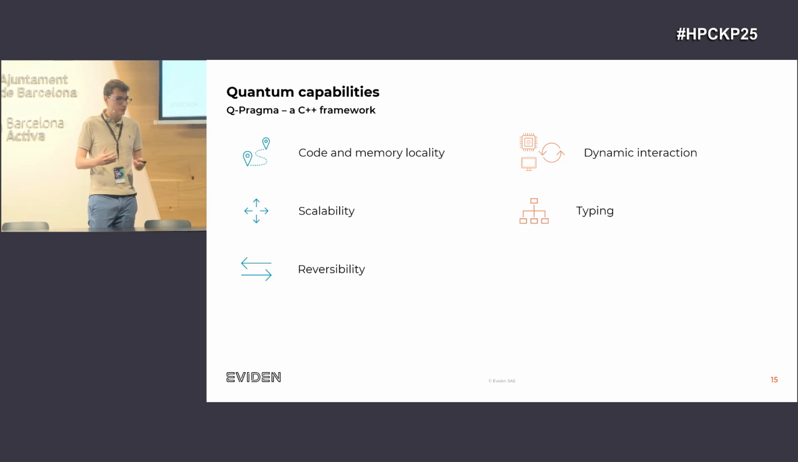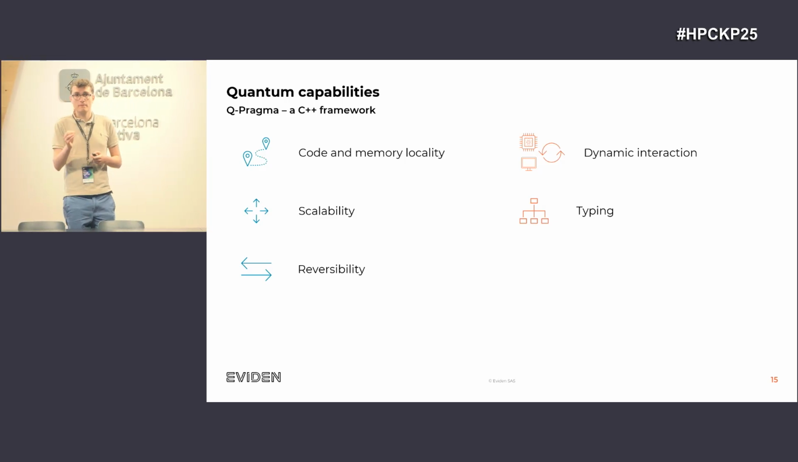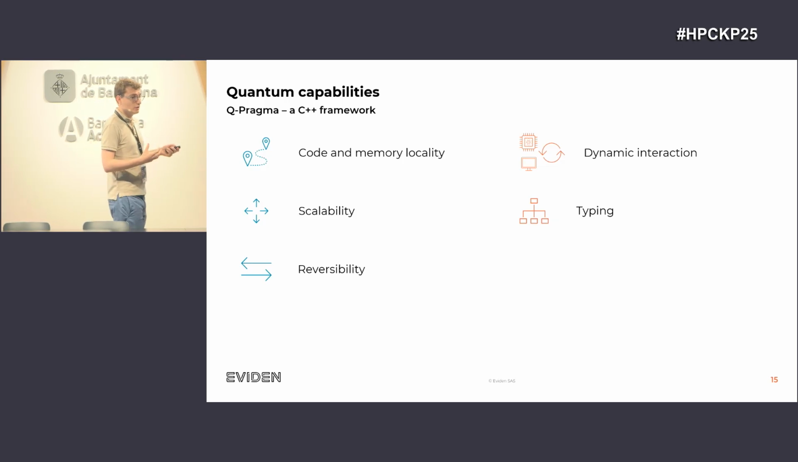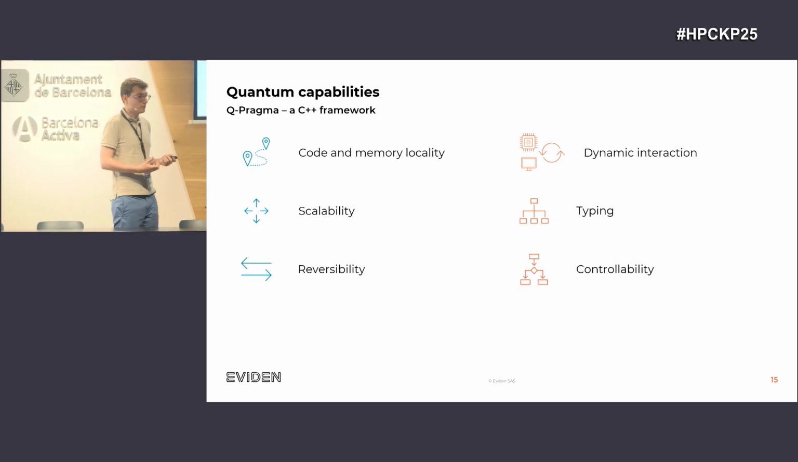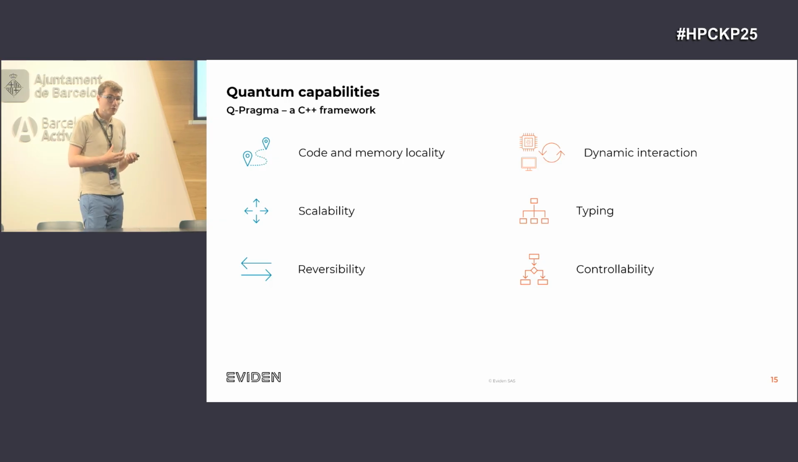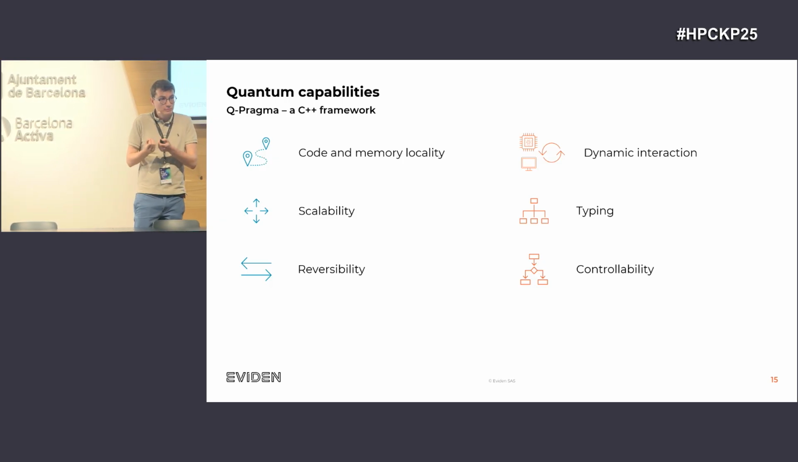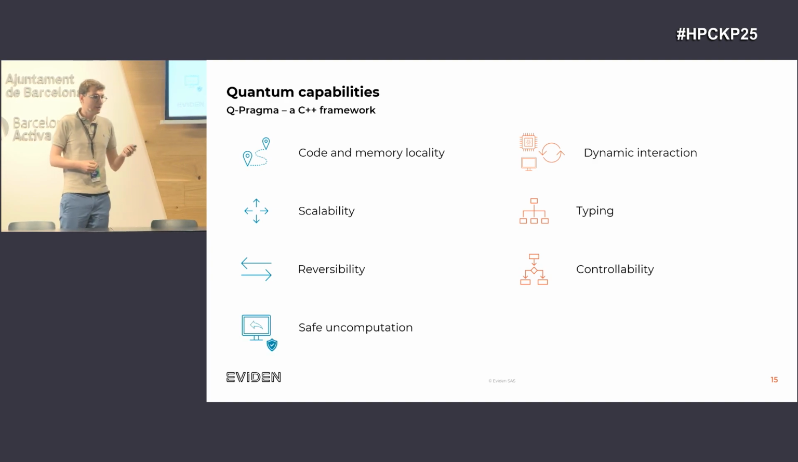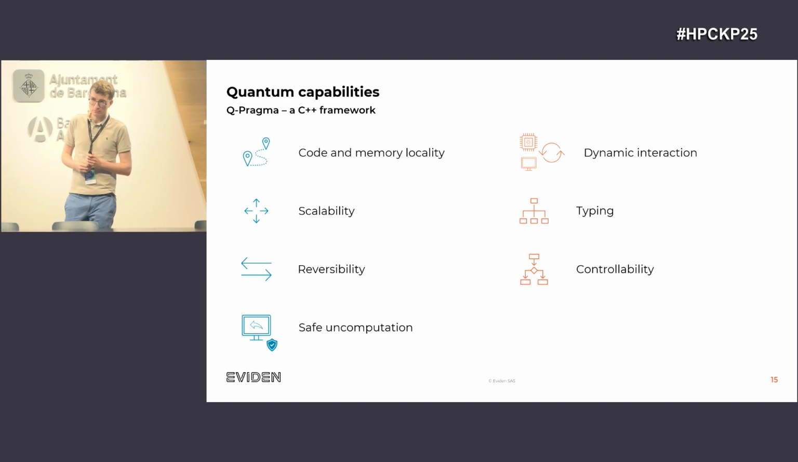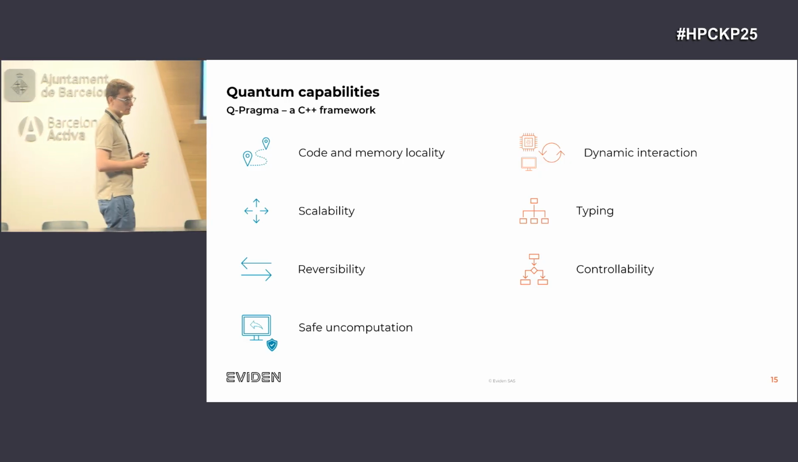And we also need to add quantum capabilities to this framework. Every quantum instruction can be reversed, so we need to be able to exploit this property in the quantum programming framework. If any quantum instruction is controllable, we also need to be able to exploit this property in the quantum programming framework. And the last one is the safe uncomputation, which is a very specific word. Maybe you haven't really heard of it.